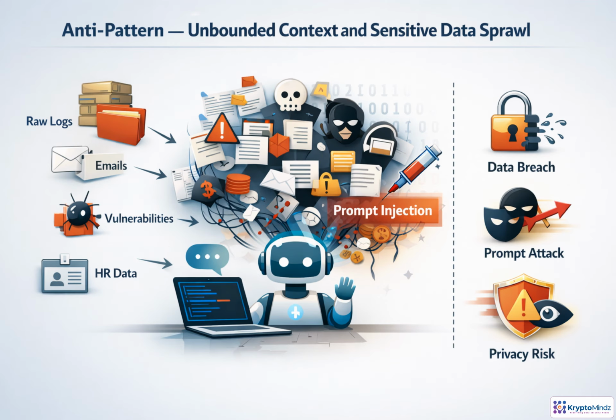An agent should not be treated like a universal inbox. If raw logs, emails, vulnerability reports, secrets, and HR records all flow into the same prompt, the model gains more exposure than insight. Irrelevant data can confuse reasoning, and hostile content can become a prompt injection path. The safer pattern is scoped context. Include only case-relevant evidence, redact sensitive fields, separate tenants and incidents, and score sources before retrieval.